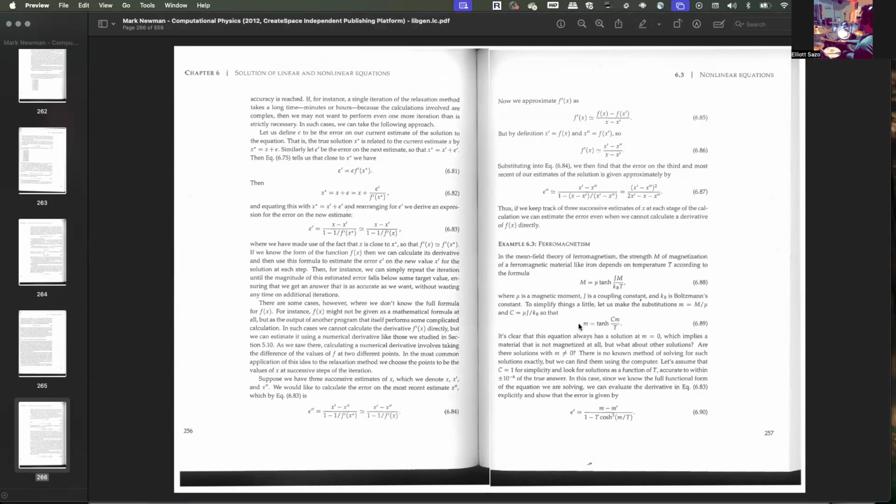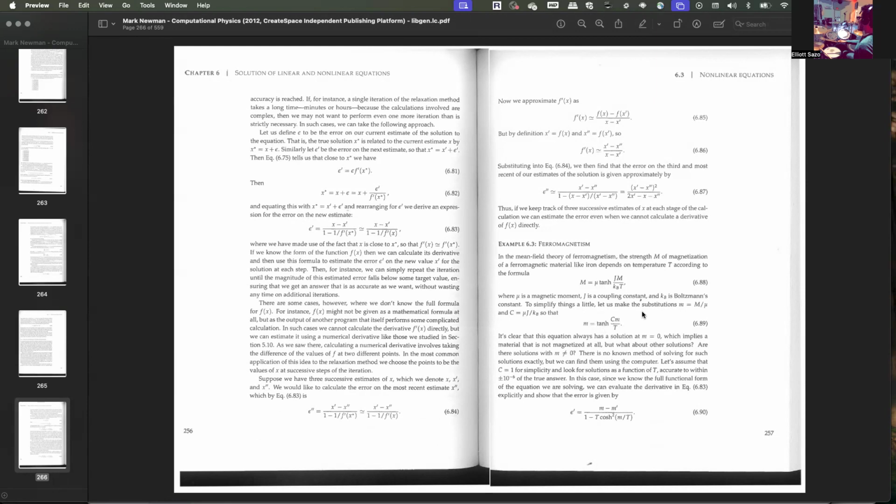So what that means is that M is a magnetic moment. There's some properties in here like the magnetization of the metal, and so on. That stuff doesn't really matter. What really matters here is I have M on one side. You can think of that as X, and then something inside of the hyperbolic tangent.